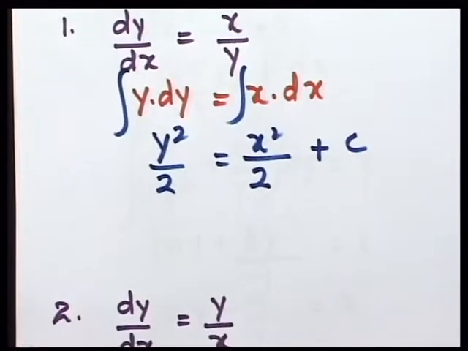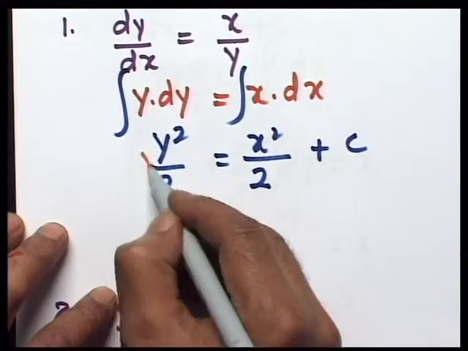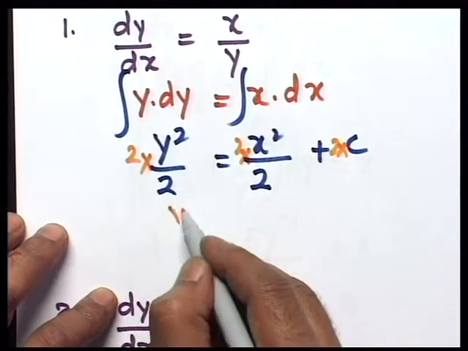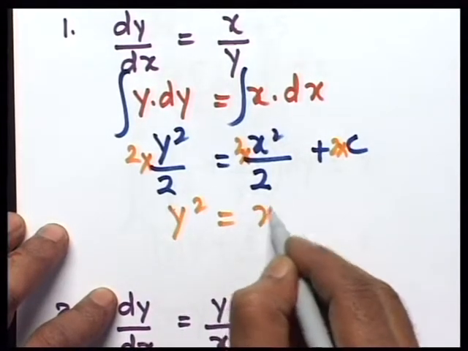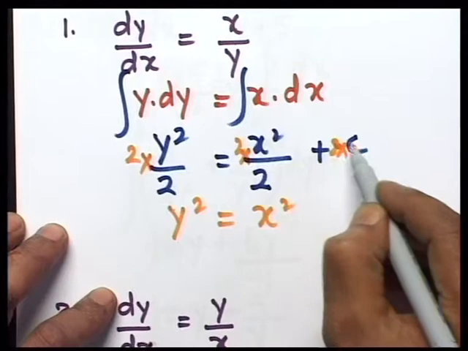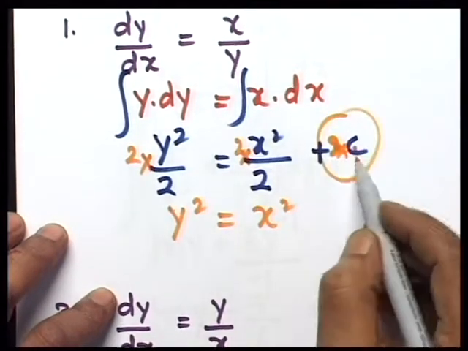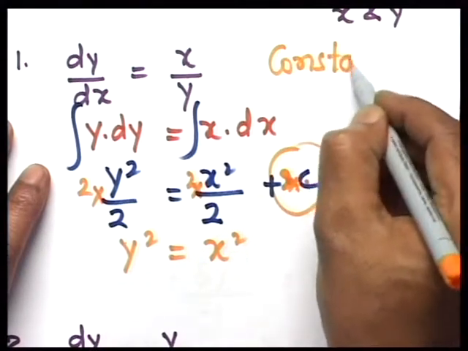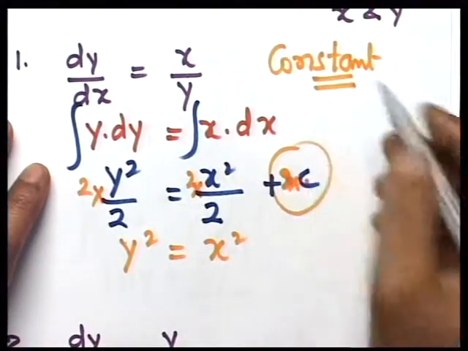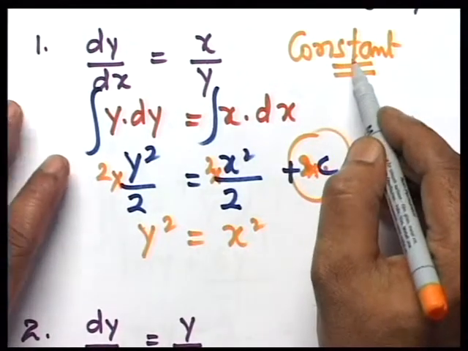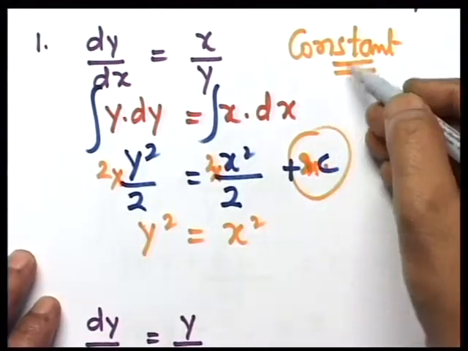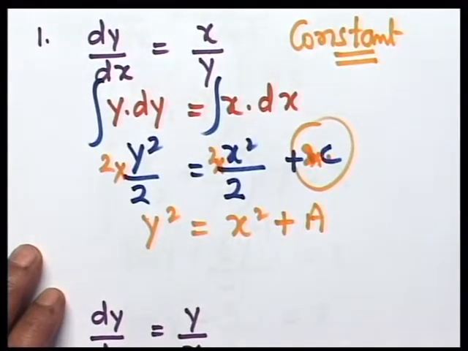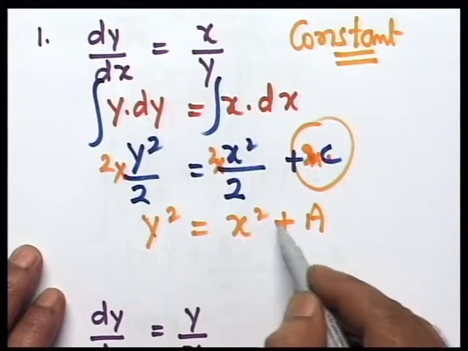If you need to get rid of those 2's, watch there, you need to times by 2, times by 2, times by 2. So we have y square equals to x square. 2c is also a kind of a fixed number. What's that c means? We all know c stands for the word called constant. It's a fixed value. So if you multiply a fixed value by a 2, you get another fixed value. So let's call it as a or p or q. So y square equals to x square plus a.